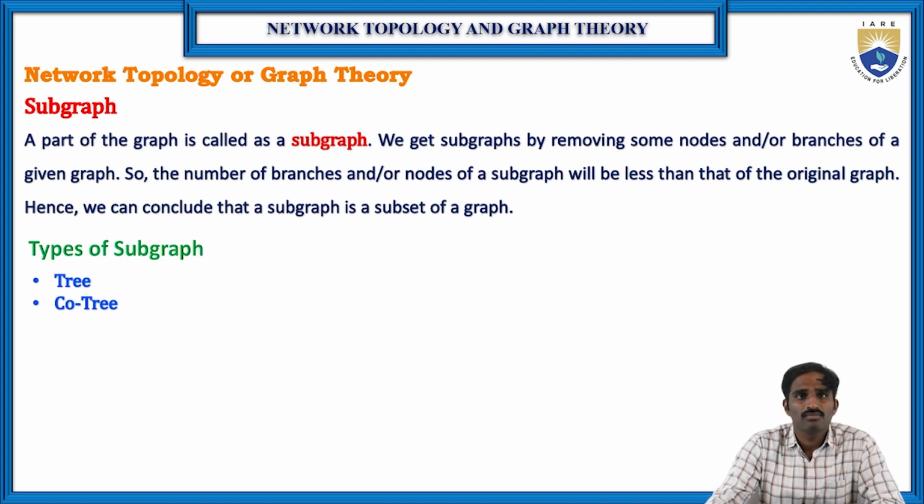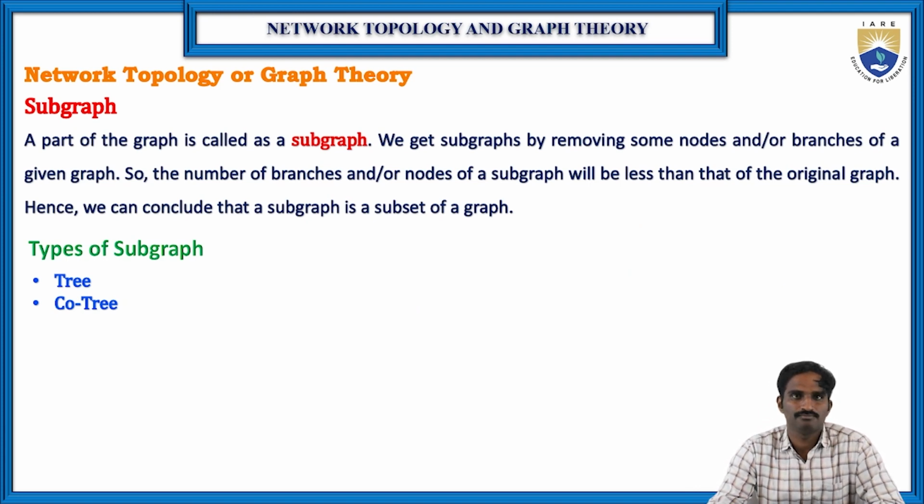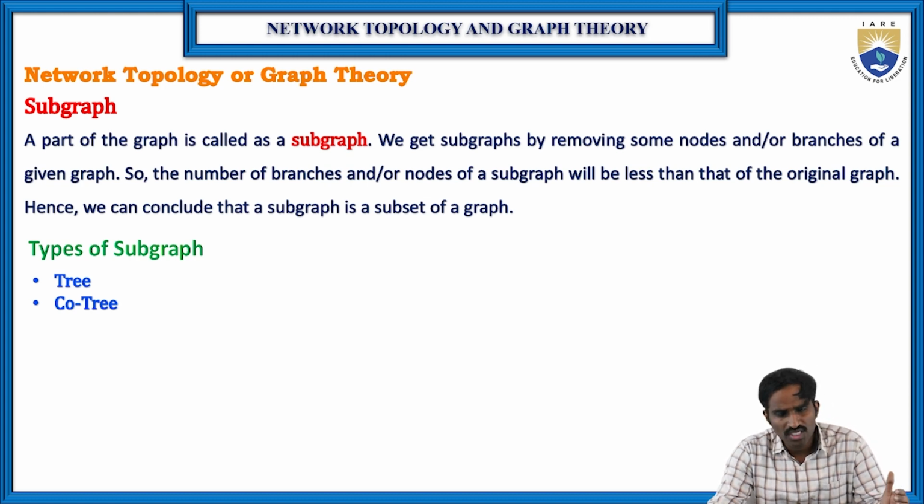Now let us see the subgraph. What is meant by a subgraph? The name itself gives the definition: some part of the graph is called a subgraph. So how do we get a subgraph? Usually by removing one or more branches or nodes, or sometimes a combination of branches and nodes, so that we can form a subgraph.